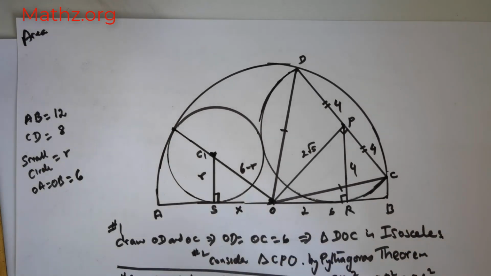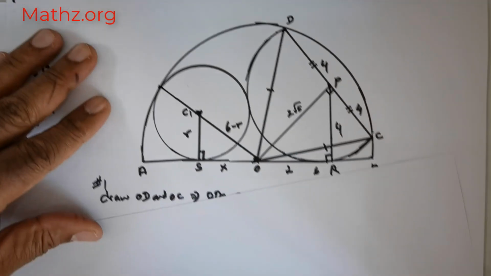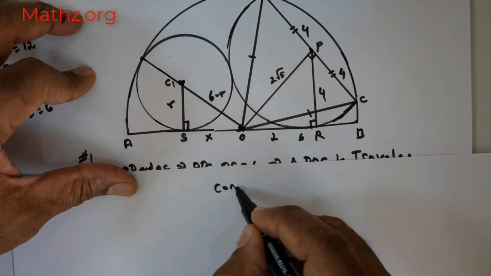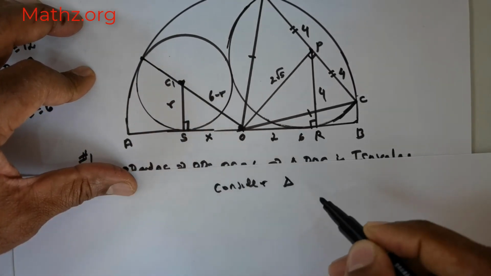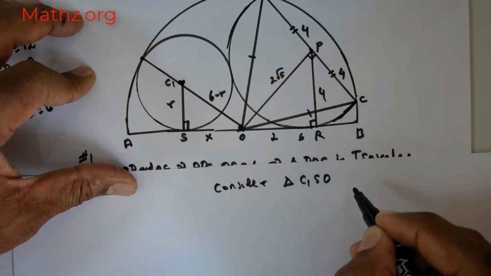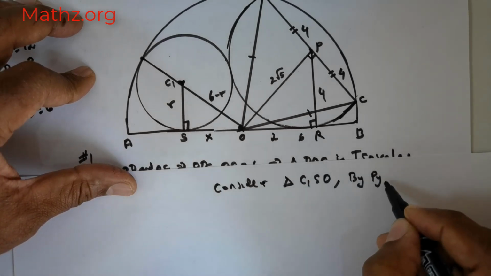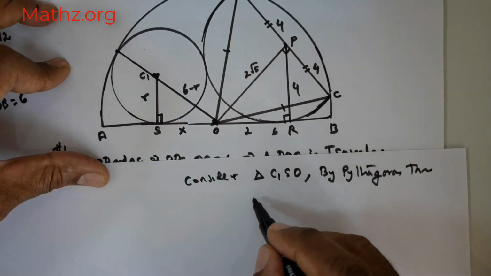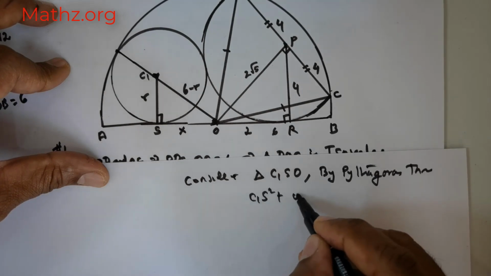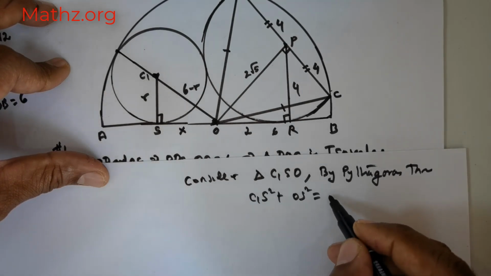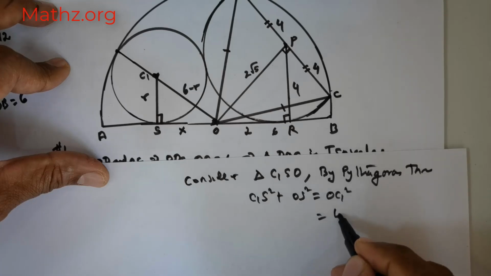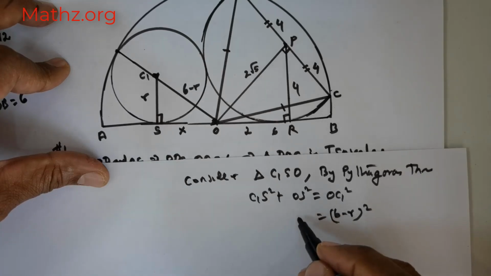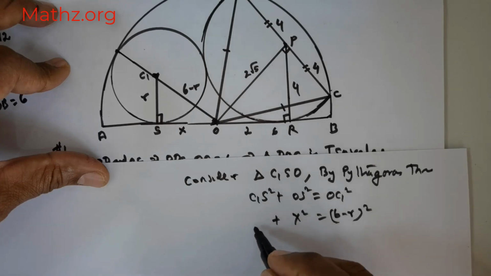Now this is a right triangle, so let me go to that point. Okay, let me consider triangle C1SO by Pythagoras theorem. What do we get? We get C1S squared plus OS squared is equal to OC1 squared. OC1 squared is (6 minus r) raised to the power of 2. OS squared is x squared, and C1S squared is r squared.